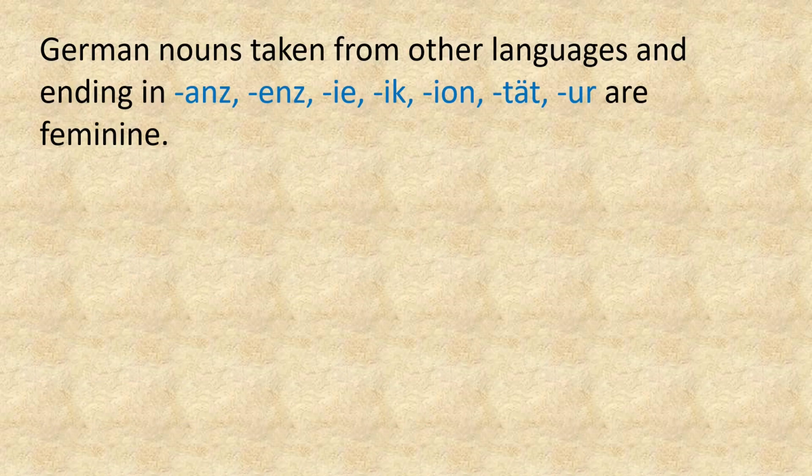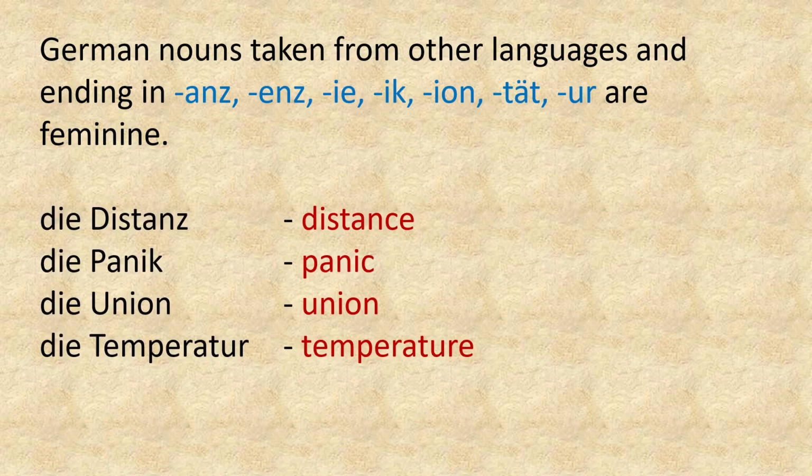German nouns taken from other languages and ending in anz, enz, ie, ik, ion, tät, ur are also feminine. Let us see some examples. The Distanz, distance; die Panik, panic; die Union, union; die Temperatur, temperature.